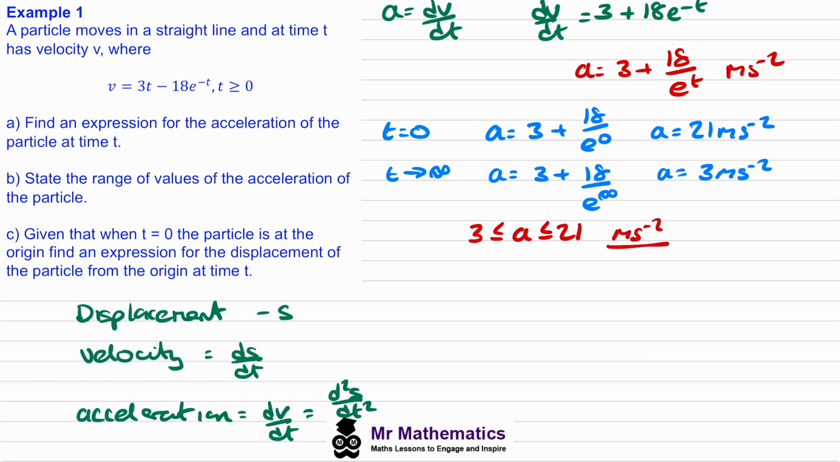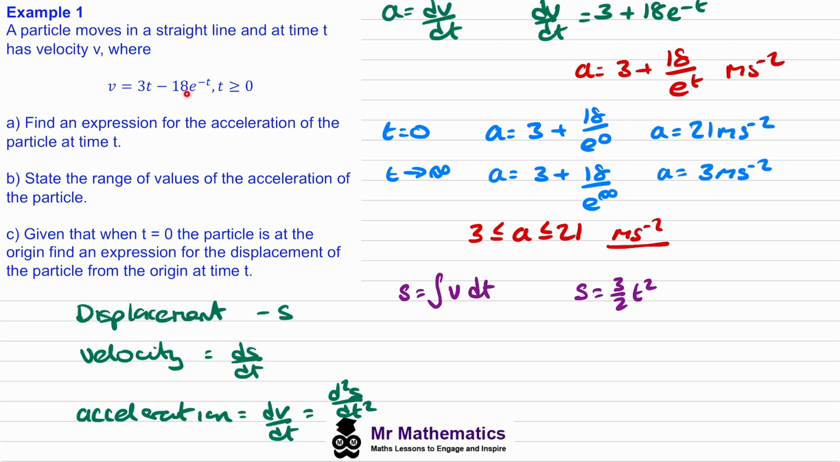And then for part C, given that when t equals 0, the particle is at the origin, find an expression for the displacement in terms of t. So if we know that velocity is a derivative of displacement, then displacement will be the integral of velocity with respect to time. So all we need to do now is integrate this function with respect to t. So the displacement then, if we integrate 3t, this becomes 3t squared over 2. So 3 over 2 t squared.